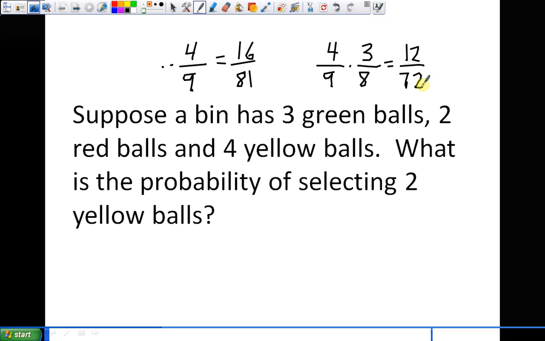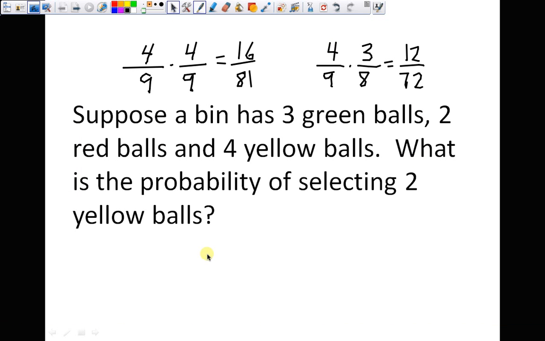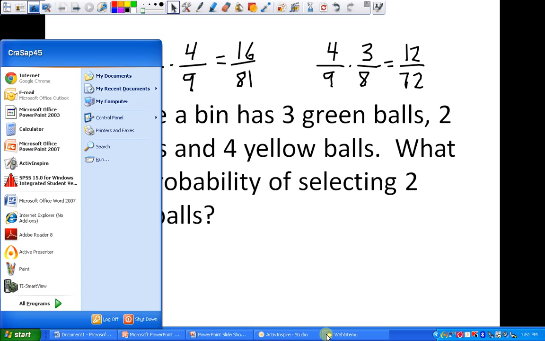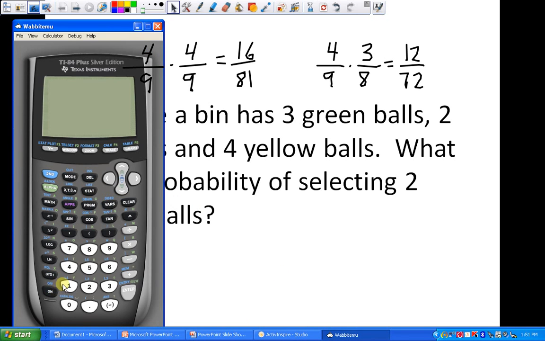So let's look at these probabilities in the calculator. We have 16 out of 81, and we have 12 out of 72. So there's a pretty big difference in those two probabilities. In the probability of getting 2 yellow balls, it's a big difference whether we did it with replacement or without replacement.